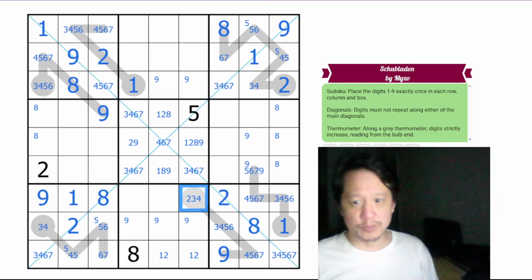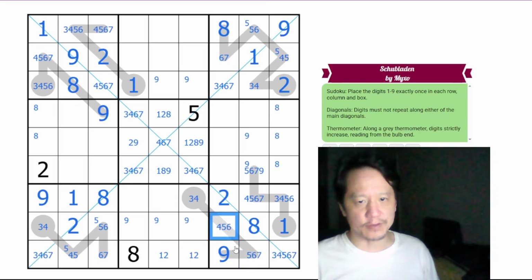Oh, this is 2, which means this can't be 2. So this is 3 or 4, which means this is greater than that. This is greater than that. This can't be 4, because if this is 4, that forces this to be 3, and that would eliminate all possibilities for that cell. So this can't be 5 then.